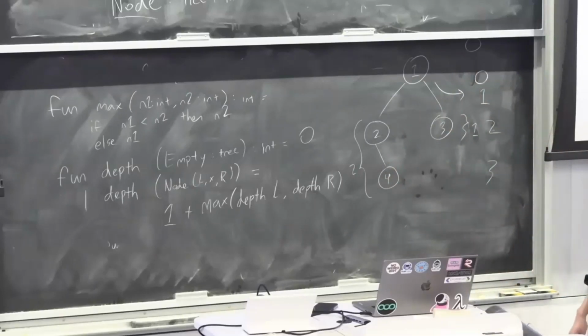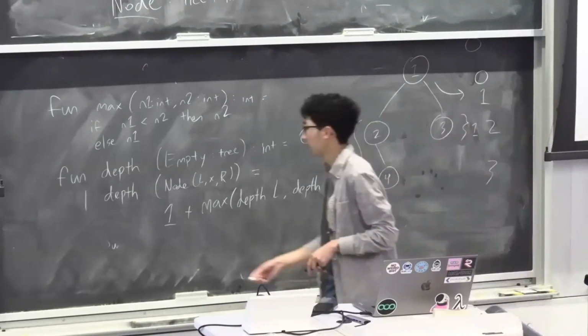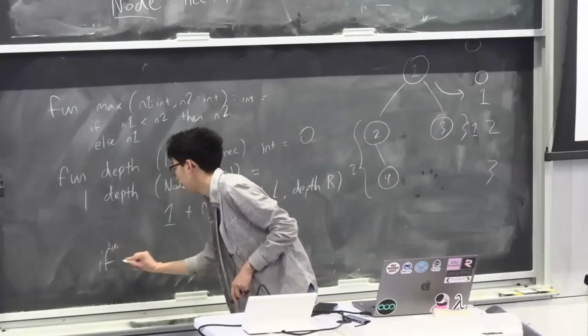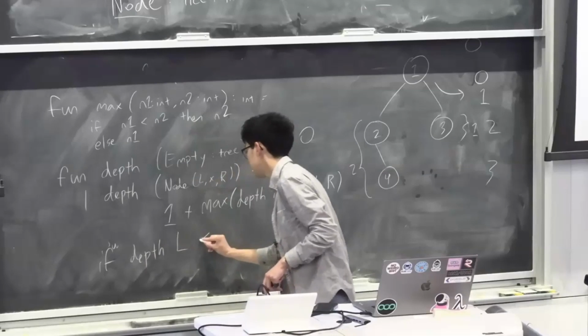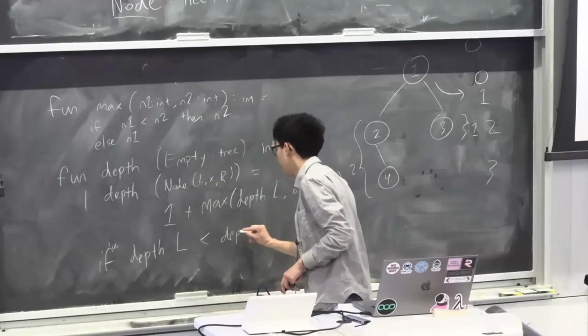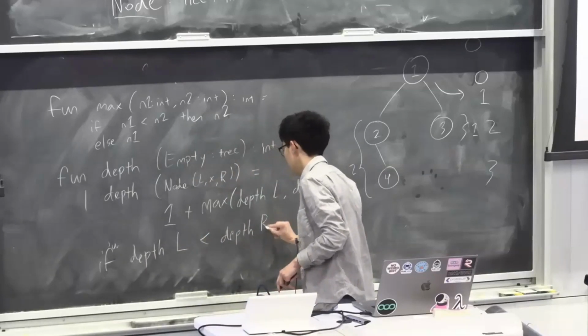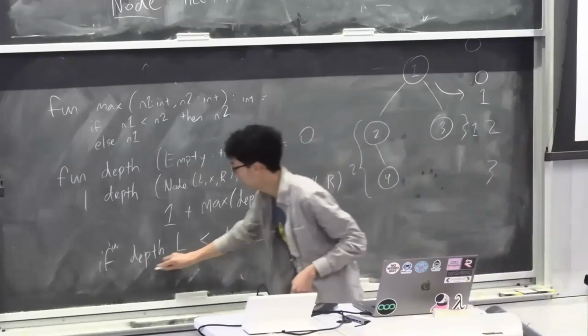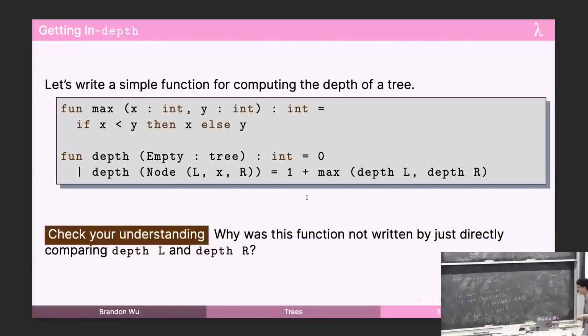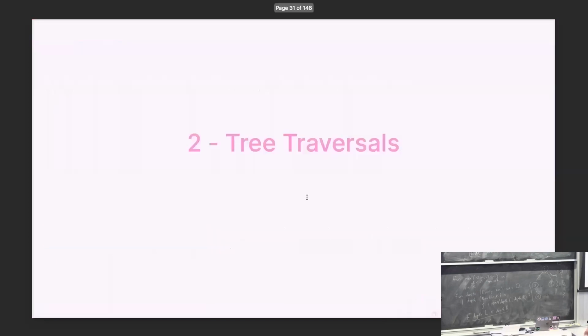And I won't go into this right now, but I'd like you to check your understanding. Why did I not compare depth of L and depth of R immediately? I could have written if depth L is less than depth of R, without using this max function. Why did I not write this? I'm going to leave this as an exercise, but I want you to think about eager evaluation when you answer that question. All right, let's move on.